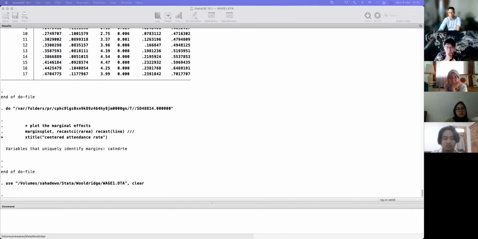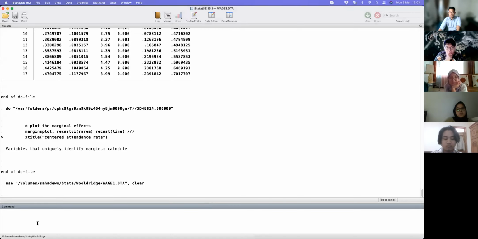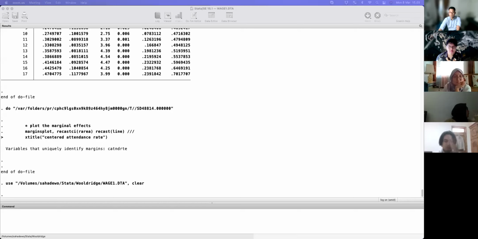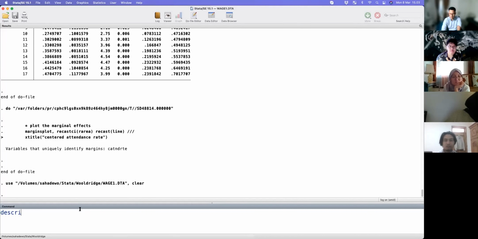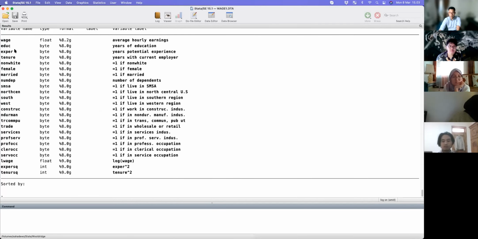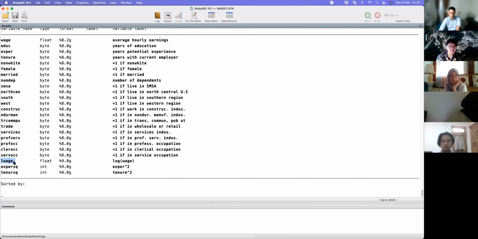All right, so for the discussion in Stata, I'm going to use the data set called wage1. Wait, let me reshare. My apology. I'm going to share the second desktop. So I'm going to use wage1 data. What does it consist of? It consists of a lot of variables. You have wage, and the log transform of wage. You have education, experience, tenure, and all the characteristics that we're interested in.